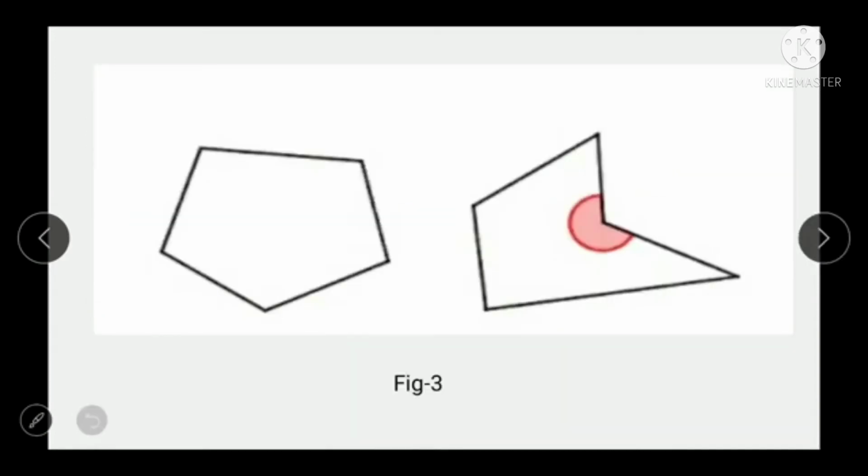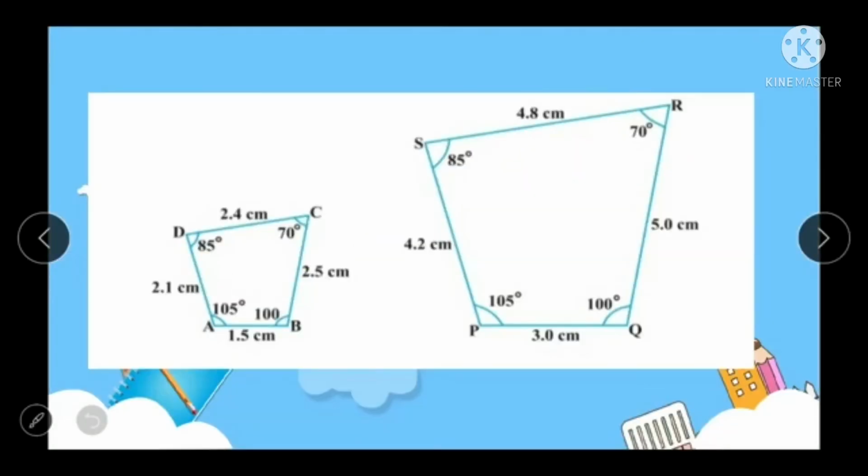Come to the next figure. Now, we have two polygons with 5 sides, so they are pentagons, but their shape is not the same. Hence, they are not similar. Now, in this picture, ABCD is a quadrilateral and PQRS is another quadrilateral. Both have their corresponding angles equal.